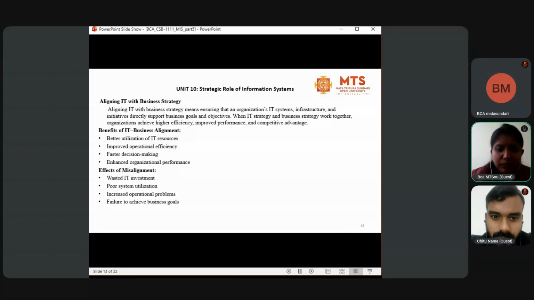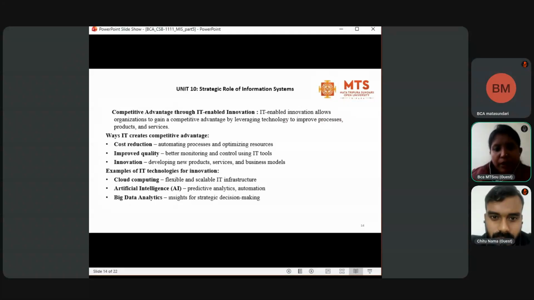After that, competitive advantage through IT-enabled innovation. IT-enabled innovation allows an organization to gain a competitive advantage by using technology to improve processes, products, and services. So the ways IT creates competitive advantage are cost reduction, improved quality, and innovations. These are the advantages of IT-enabled innovations.